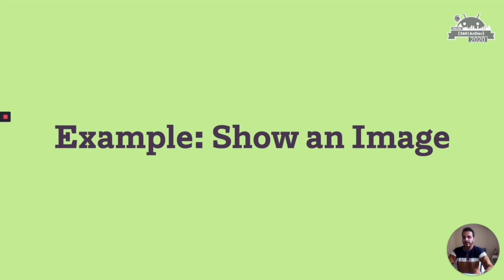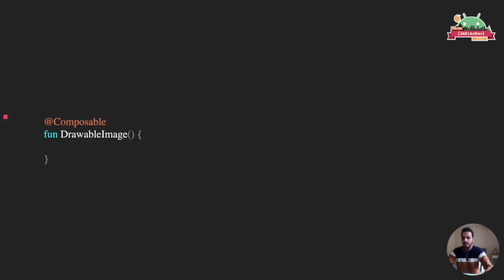Let's look at another example. This time, we're going to try rendering an image on the screen. We'll start the same way that we did before, which was to create a function and annotate it with the @Composable annotation. Next, we're going to make use of a helper method that Compose gives us, which allows us to load an image asynchronously. It takes in a drawable resource, and that's what we are going to pass to it.